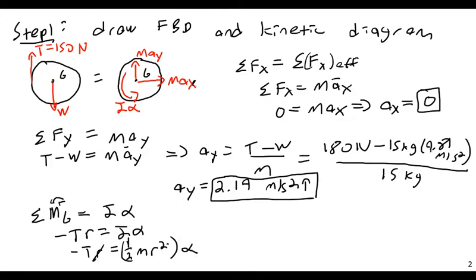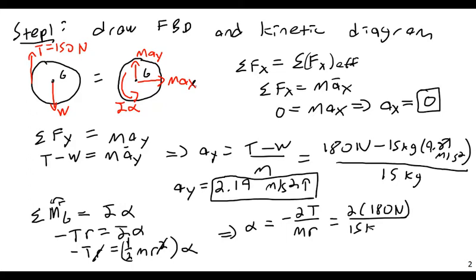Now, this radius is going to cancel out and leave us a square there. And so if I solve for alpha, alpha will be equal to negative 2T over MR. That is 2 times 180 newtons, divided by 15 kilograms times 0.5 meters. And I will get that this thing has an angular acceleration, alpha, equal to 48 radians per second squared, or 48 radians per second per second, which will be in this direction.